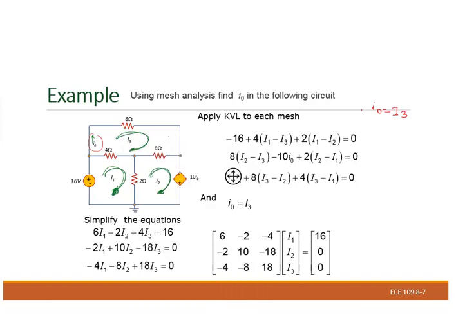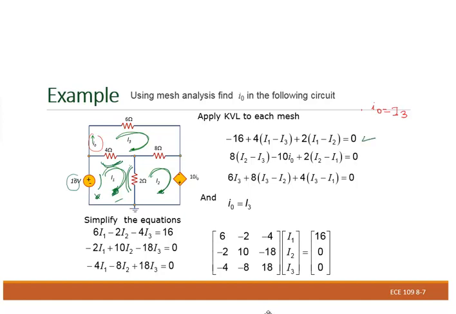I1, I2, I3. So let's write each mesh KVL. Starting at this point here, first one: negative 16 plus 4 times (I1 minus I3) plus 2 times (I1 minus I2) will be equal to 0. One more time: starting at this point, negative 16, coming here 4 times (I1 minus I3), coming here 2 times (I1 minus I2) will be equal to 0.